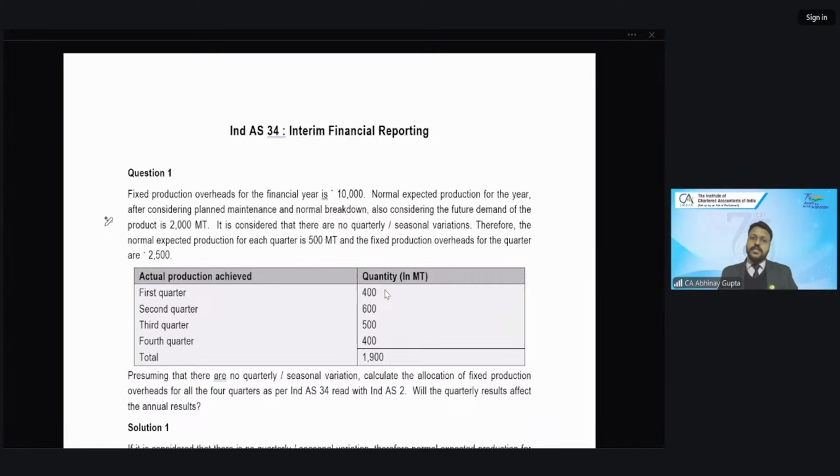And how is it different from Ind AS 1? Any guesses? Sir, what is the question, sir? How is Ind AS 34 interim financial reporting different from Ind AS 1, presentation of financial statements? Yes, sir. In presentation of financial statements, when they are choosing the complete set of financial reporting, then Ind AS 1 is applicable. It is on the option only.